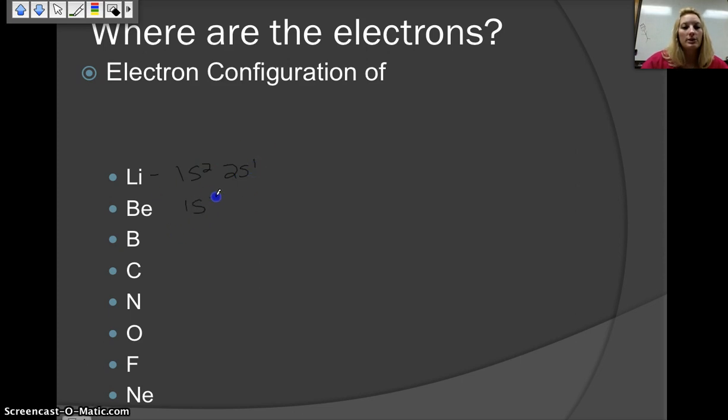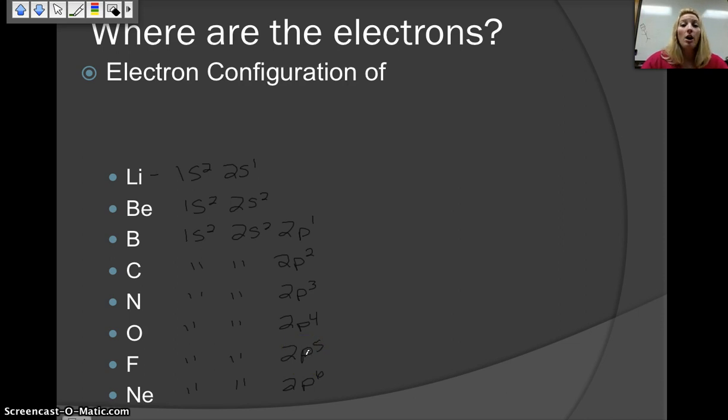Beryllium, 1s2, 2s2. Boron, 1s2, 2s2, 2p1. And all of these are going to have the 1s, so I'm just going to put some repeat signs there. They're all going to have the 2s, so I'm going to put some repeat signs there as well, just to save some time. And our carbon, 2p2, nitrogen, 2p3, 2p4, 2p5, and 2p6. Okay, hopefully you remember these from our last chapter.